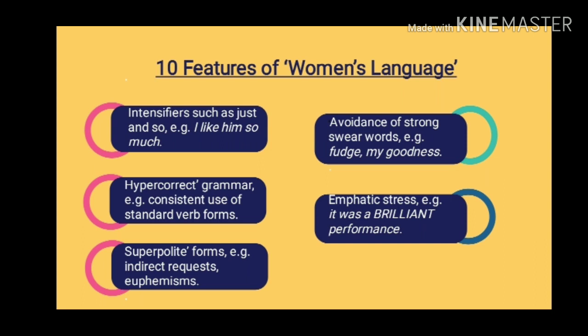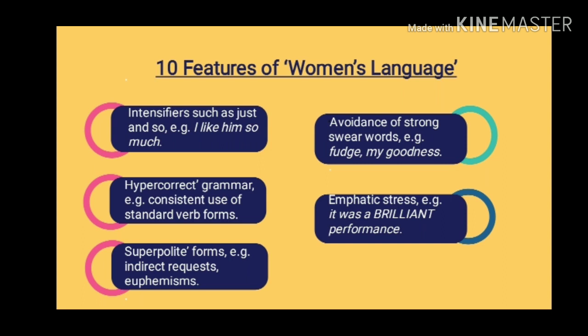Next is use of super polite forms by women. Women use super polite forms in their speech, using indirect questions and euphemism. I'll give you the example. For indirect questions, could you tell me where Market Street is? And would you tell me where the toilet is? And what does it mean by euphemism?